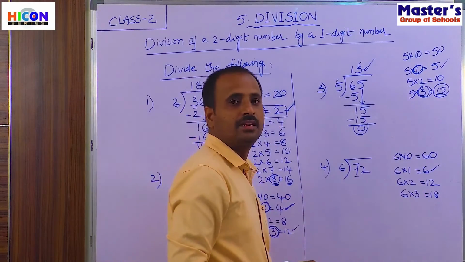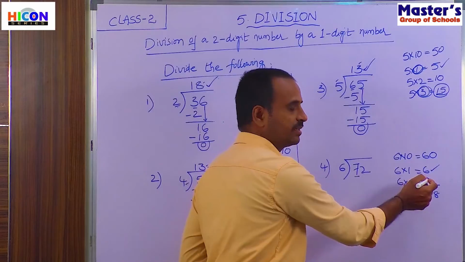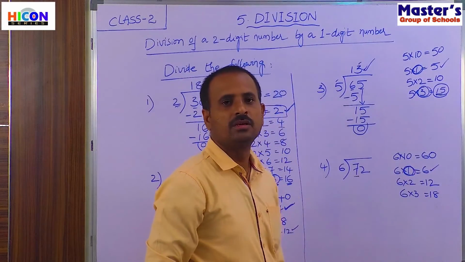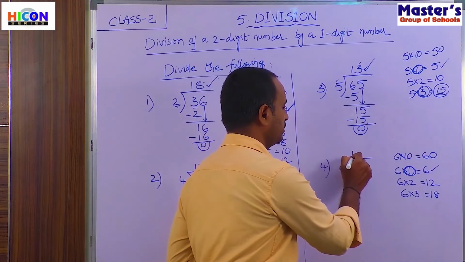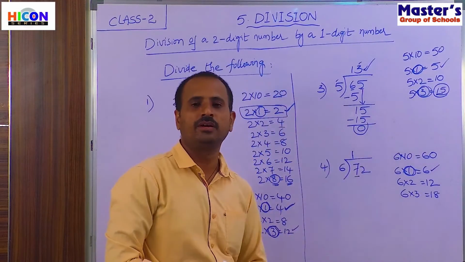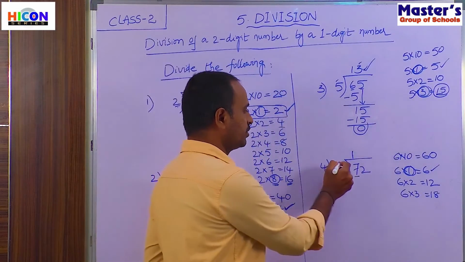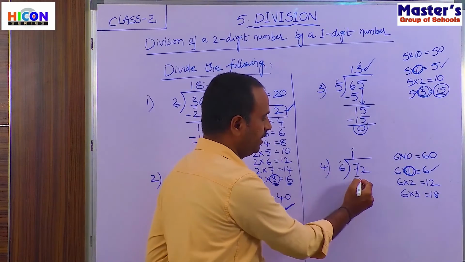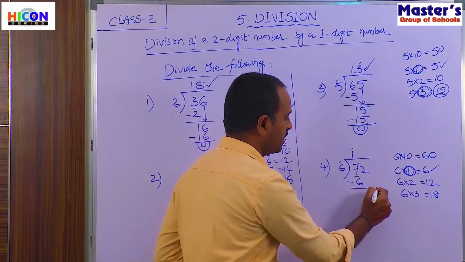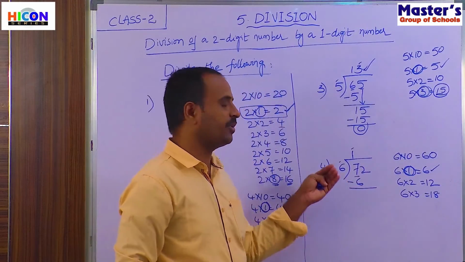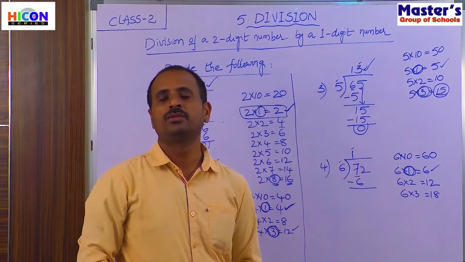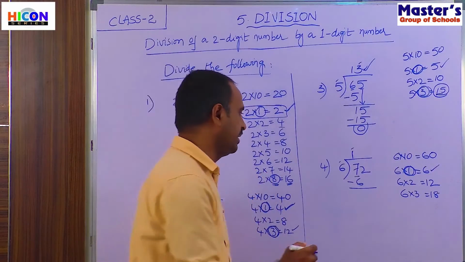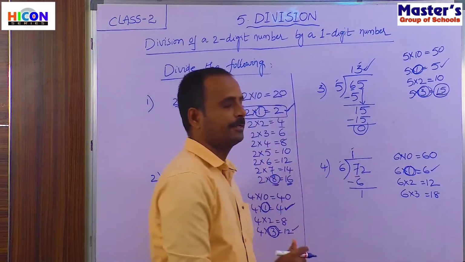So take this 6. That means how many times do we have to take to get 6? We have to take 1 time. So 1 times 6 is 6. So write 1 in the quotient above the dividend. Now multiply these two, that is 6 into 1. 6 ones are 6. So write 6 below the first digit and subtract. If you subtract 6 from 7, you will get 1. So write 1 below the first digit.